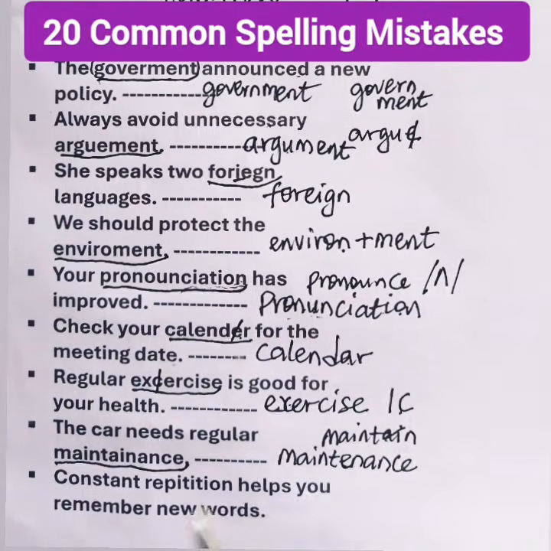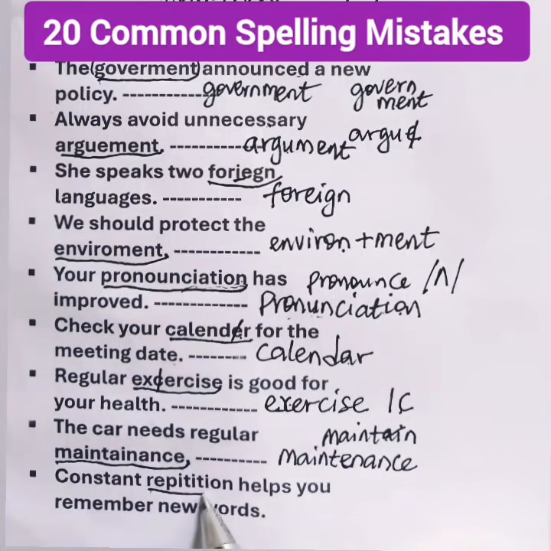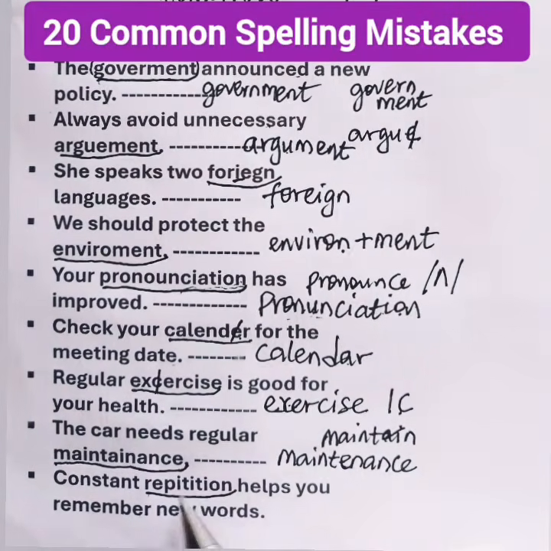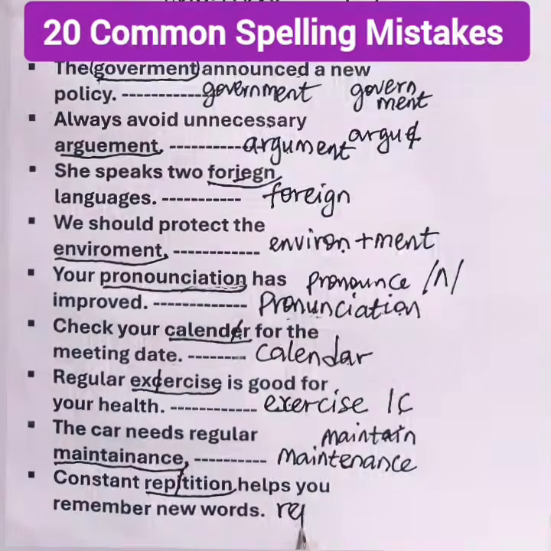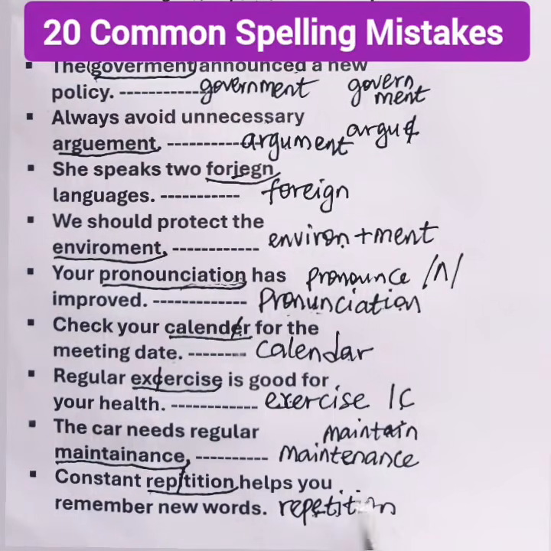Next, which is the last, constant repetition helps you remember new words. What is wrong here is this word, repetition. Can you identify what is wrong here? So remember that repetition has only two I's, not three. Okay? Instead of I here, use E.